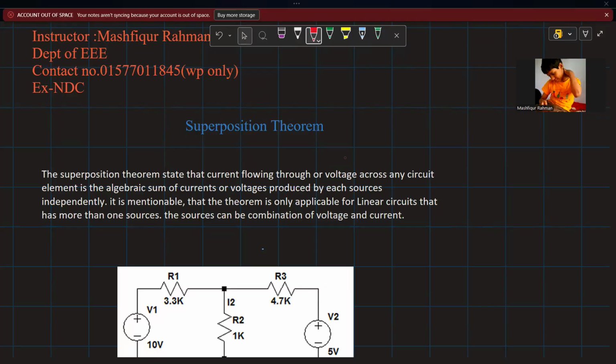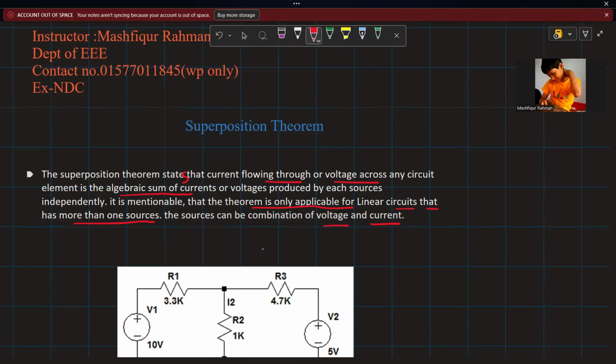The superposition theorem states that the current flowing through or voltage across any circuit element is the algebraic sum of the currents or voltages produced by each source independently. It is worth mentioning that the theorem is only applicable to linear circuits that have more than one source. The sources can be a combination of voltage and current sources.